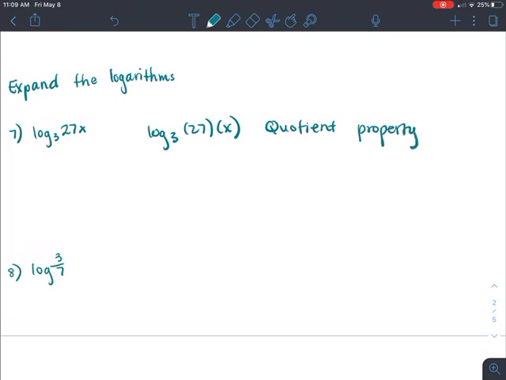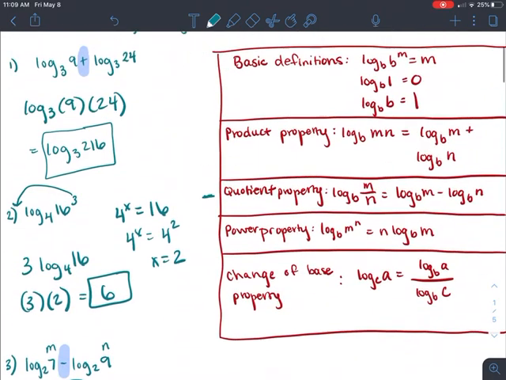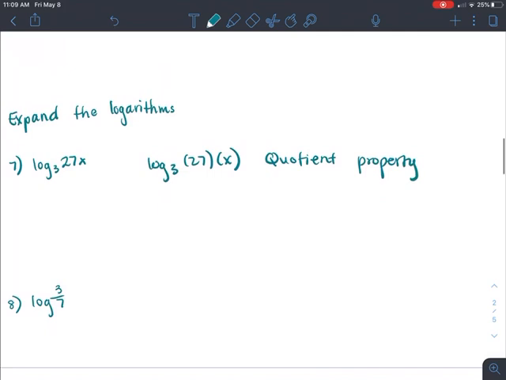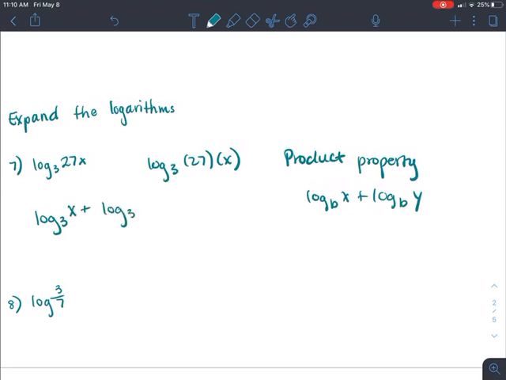So what you do is you separate it out. I'm sorry, this is the product property, not the quotient property. The product property says that this can be separated into two logs that are added up. They're going to separate into log b of x plus log b of y. So I get log 3 of x plus log 3 of 27.